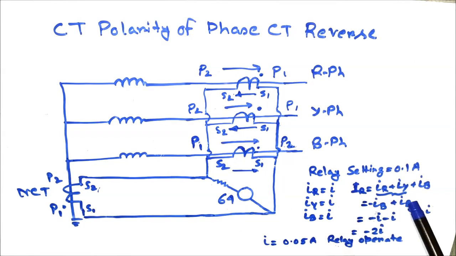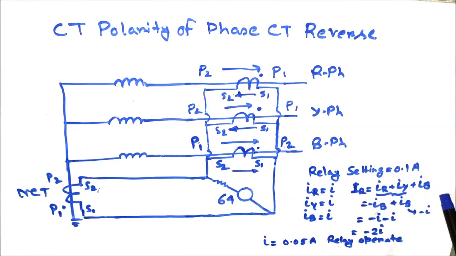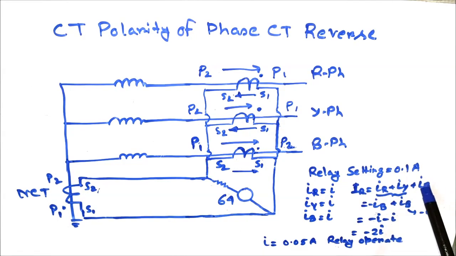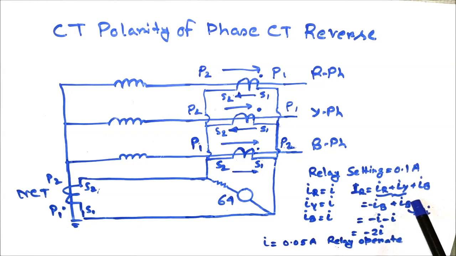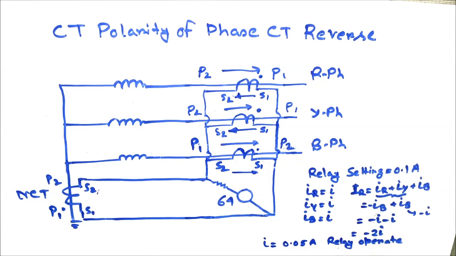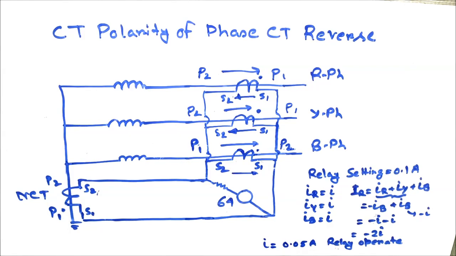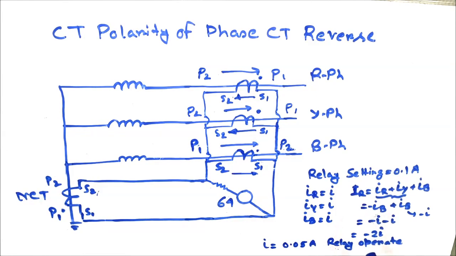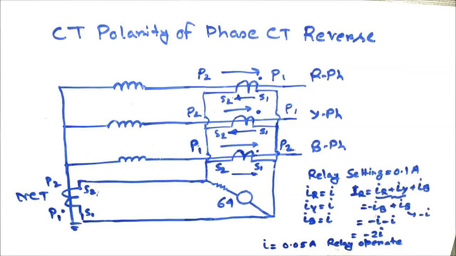Now under normal condition, the relay current, that is IR plus IY plus IB, is equal to 0, as it is a vector sum of all the balanced load currents. But since the blue phase CT polarity is reversed, IR plus IY is equal to minus IB plus IB. Now IB is minus I, so here the relay current is minus 2I. So if I is equal to 0.05 ampere, the relay current will be 2 into 0.05, that is 0.1 ampere, and lead the relay to operate.